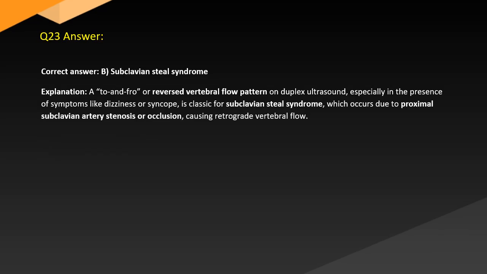Answer. Correct answer: B. Subclavian steal syndrome. Explanation. A to-and-fro or reversed vertebral flow pattern on duplex ultrasound, especially in the presence of symptoms like dizziness or syncope, is classic for subclavian steal syndrome, which occurs due to proximal subclavian artery stenosis or occlusion, causing retrograde vertebral flow.